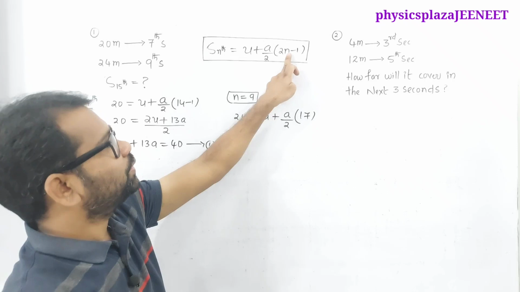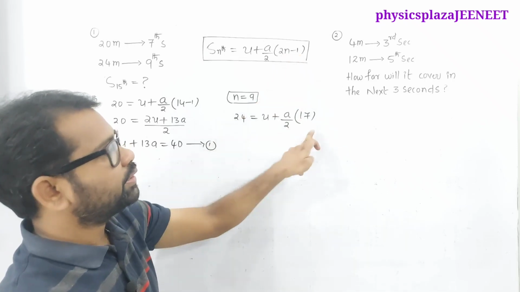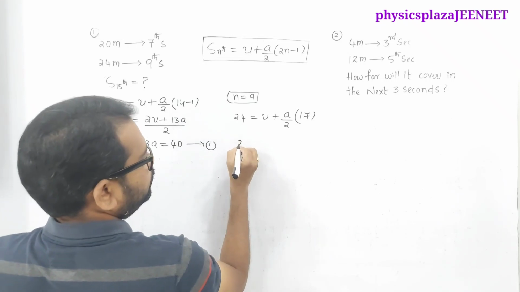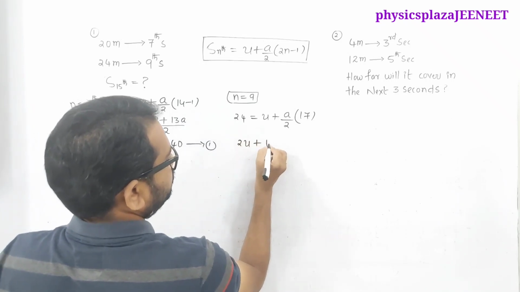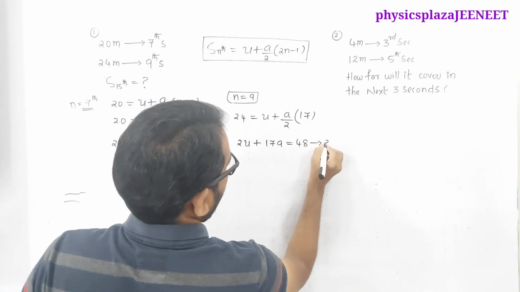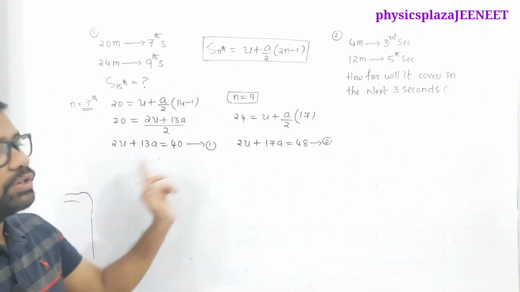Also in the place of n actually. Okay. 2 nines are 18. 18 minus 1 is 17. Okay. And the same way you can take LCM, send this side. So you will get 2u plus 17a is equal to 48. Equation 2. Now we need to solve these two equations.